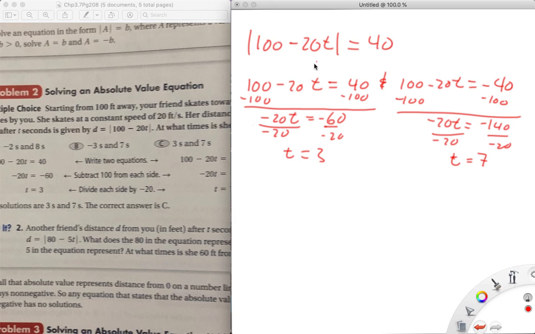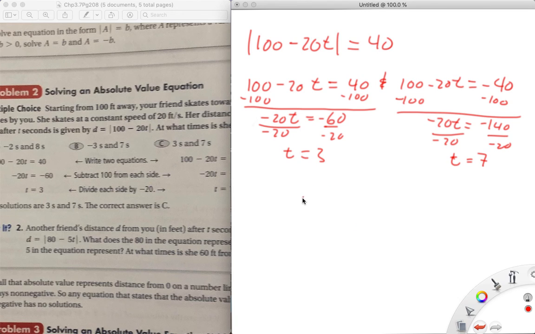This 40, before you take out the absolute value symbols, has to be positive. Once you set that up, then you have two scenarios. When you're going to the right side on the number line, this is positive 40, and when you're going to the left side on the number line, then it's negative 40. Then you solve for those individually, and you get 3 and 7.